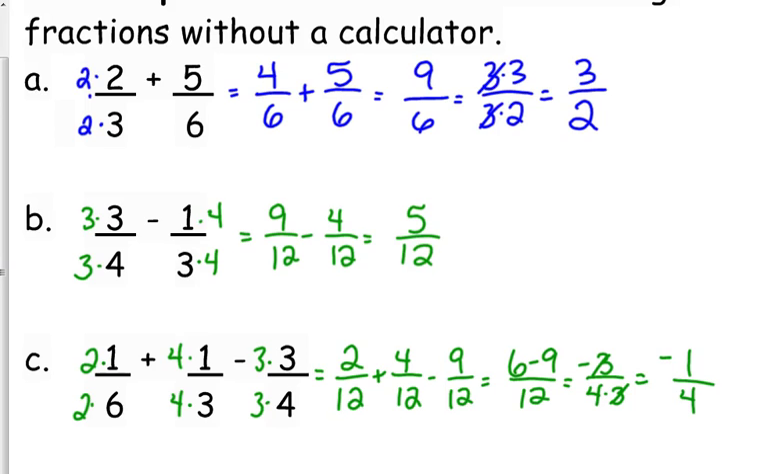Okay? Yes, sir. You're going to leave it as 3 over 2 or 1 and 1/2? I would really leave it as 3 over 2 in proper fractions, please. All right, any other questions before we jump into the rational expression part?